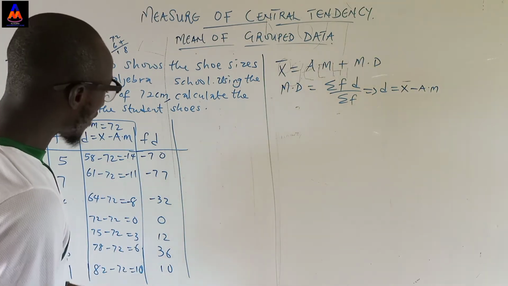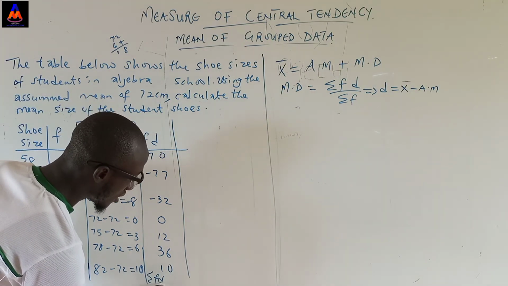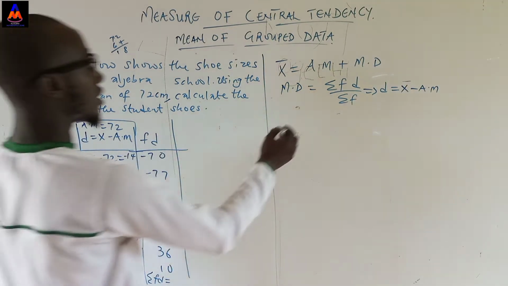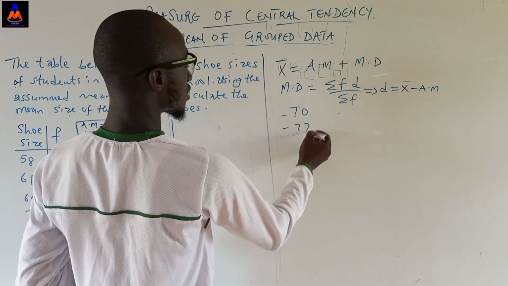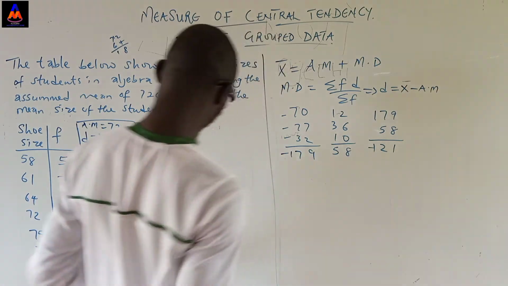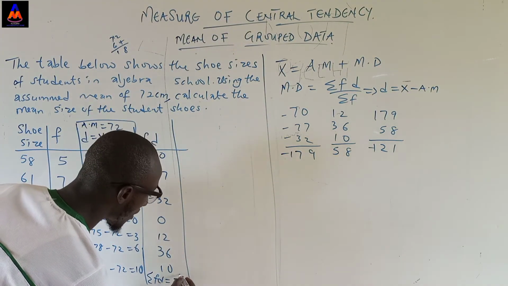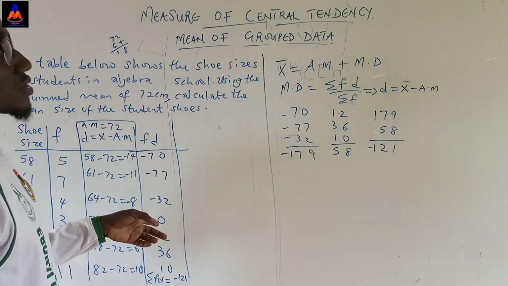Then the next thing we have to find is our summation FD, which is the addition of everything that we have here. Minus 77 minus 70, then you have 58 there. So when you pay your 58 there, you are still owing 121. So the answer here is minus 121. That is our solution.